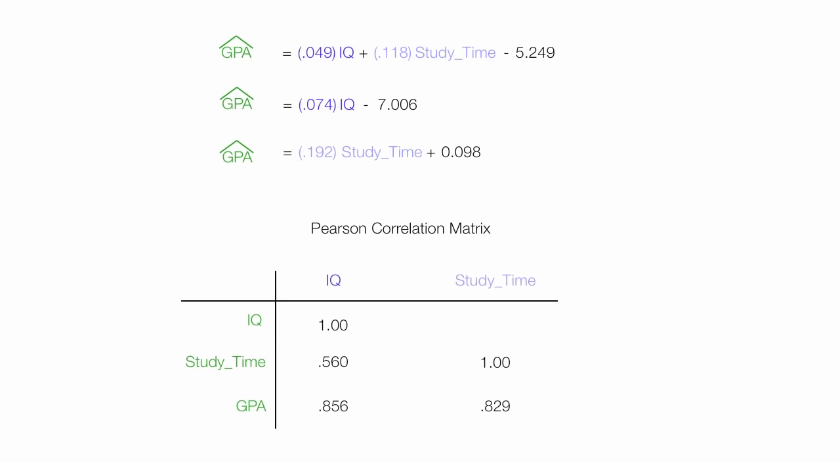I'm going to develop three equations. The first one's going to be based upon IQ and study time. The second one just IQ, and the third one will be just study time. I'm also going to show you how you can use the data from SPSS to make a Pearson correlation matrix.